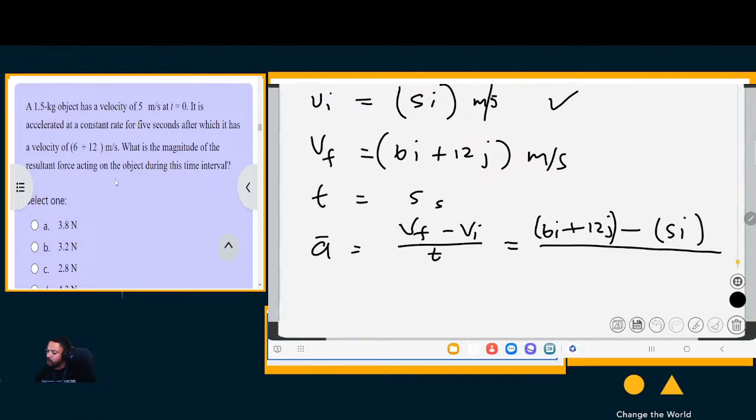I did write down the initial velocity, the final velocity and the time it took to get to the final velocity. Remember, we are still interested in the force. So what is the time it took to get to that? It's 5 seconds. I know my 5 looks like an S as well, so let me try and draw it better. 5 seconds. This gives us 6I hat minus 5I hat.